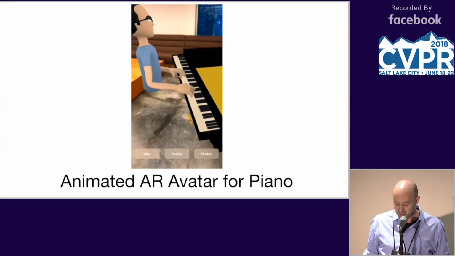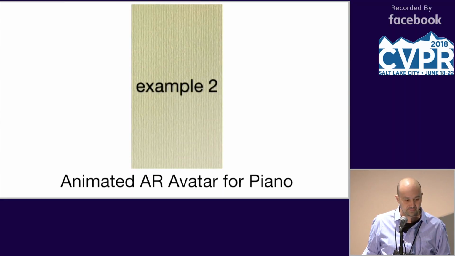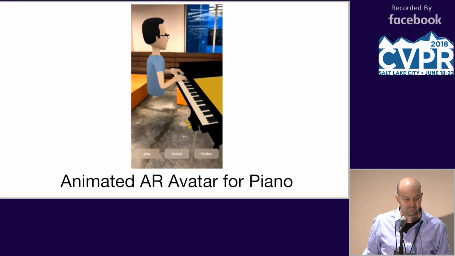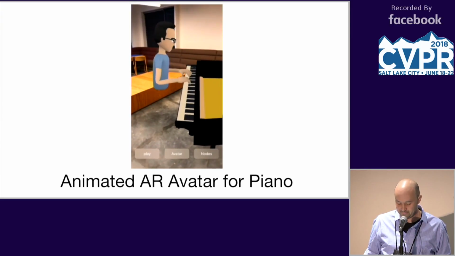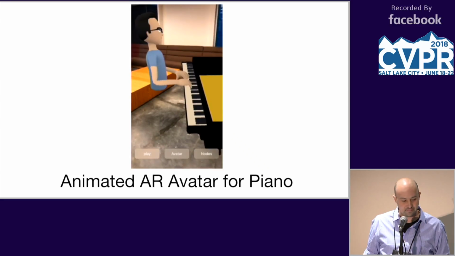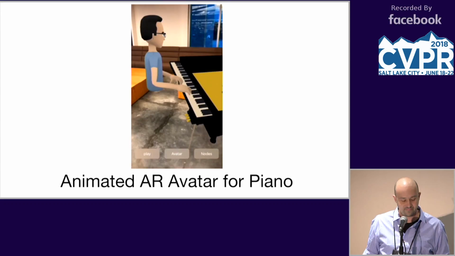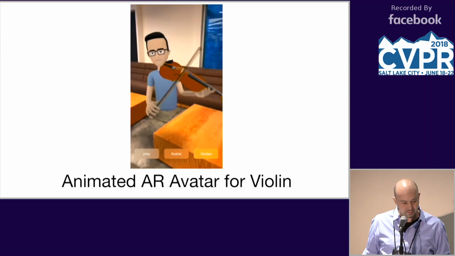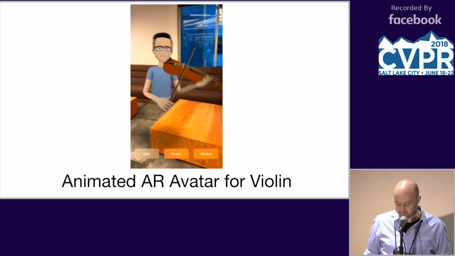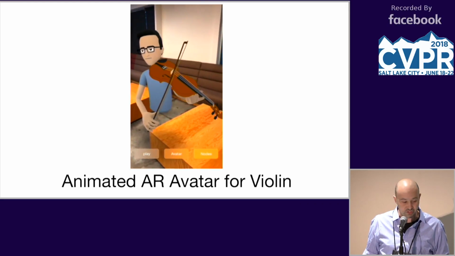Here's an example of a test piece that the network generated. And another example. With the violin avatar, it looks as follows. Note how the neck, the head, and the arms are synced with each other and with the music.